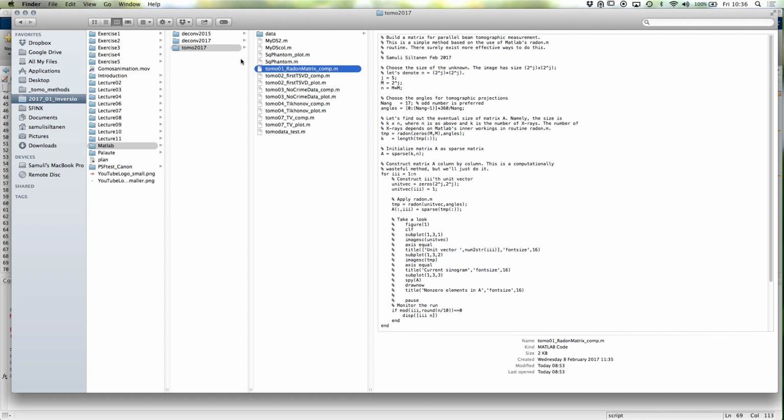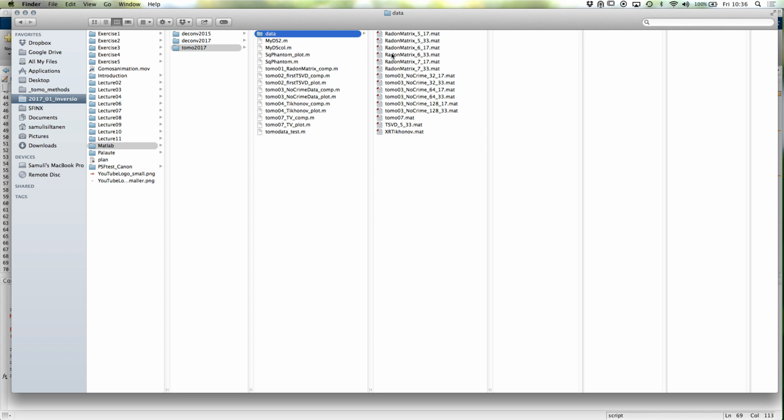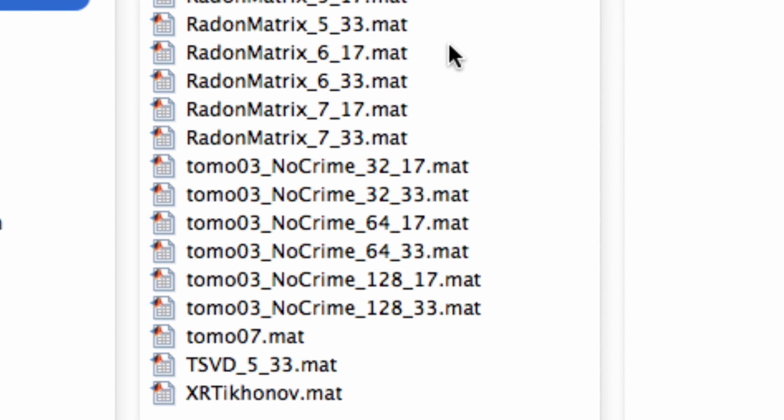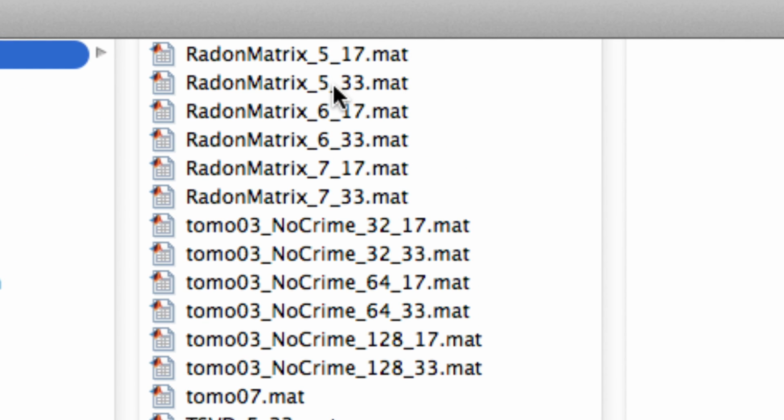Let's see what we have in our data. What I did beforehand, I computed with 32 by 32 pixelization and with 2 choices of numbers of angles. And the same thing for 64 by 64 with the same angles, and 128 by 128 with the same angles. So we have 6 cases we can compare.